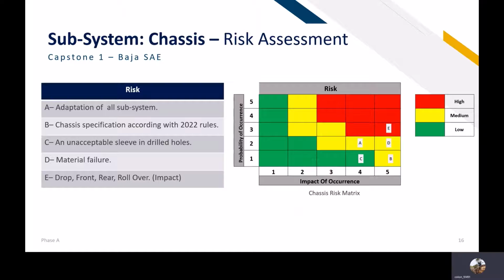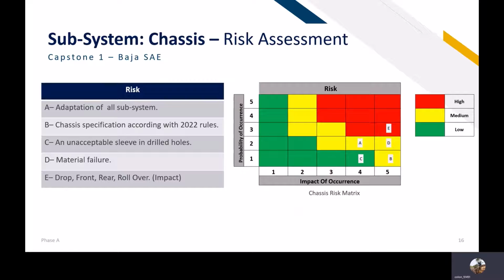Some of the most important risks for this subsystem are adaptation for all subsystems, chassis specification according with the 2022 rules, unacceptable slip in drill holes, material failure, and drop front, rear, and rollover impact.